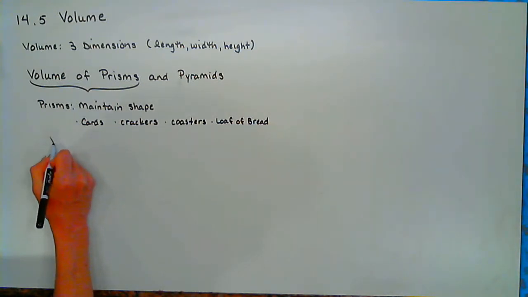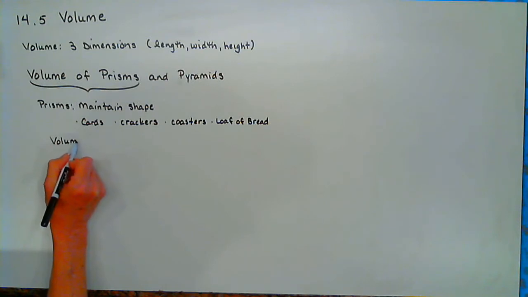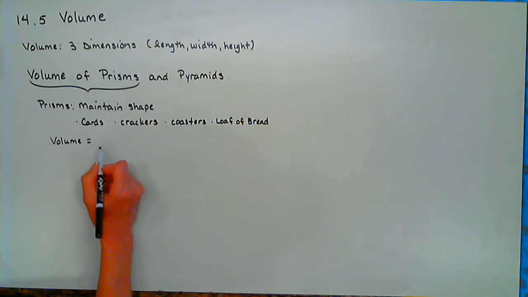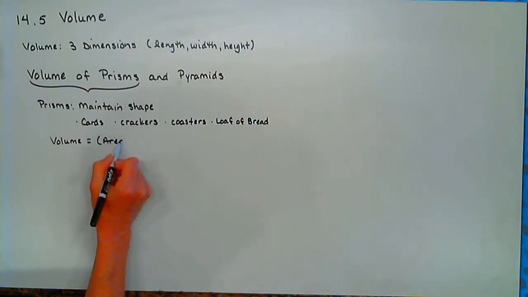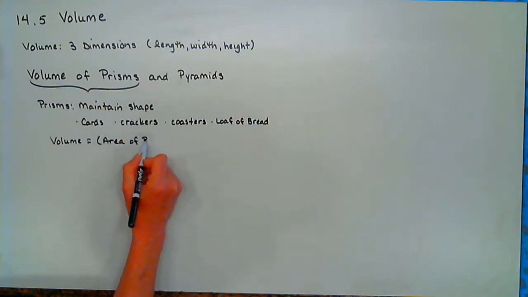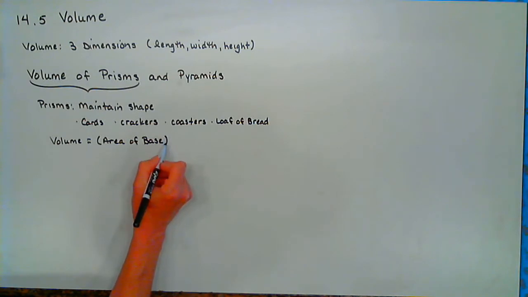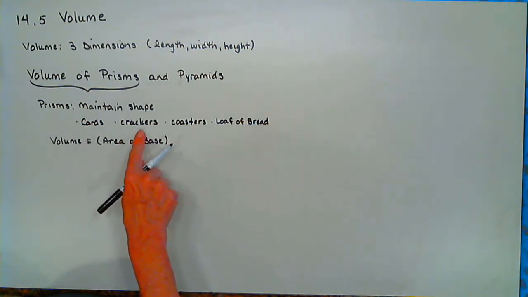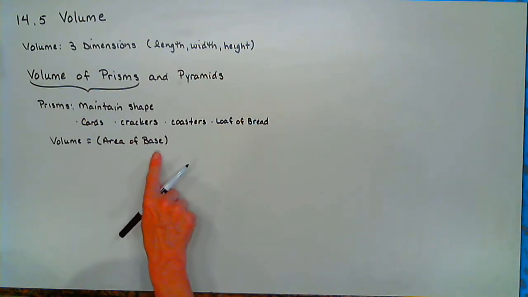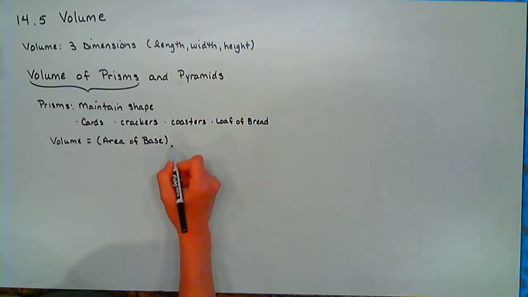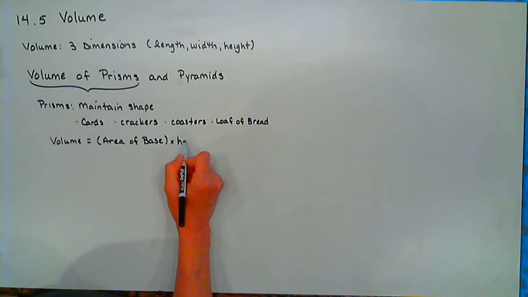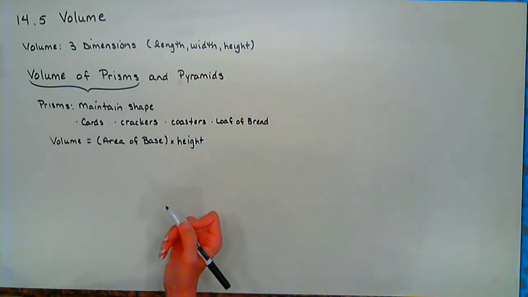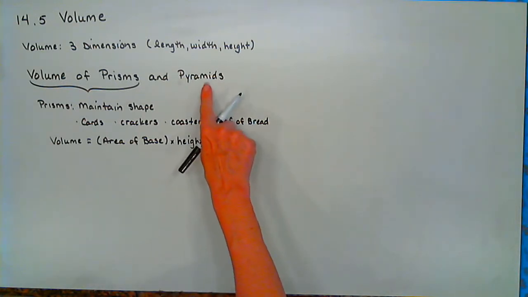So in my opinion, the easiest way to think of volume is think of the area of the base, because that's going to give you your rectangle if you're talking about cards, or perhaps your circles if you're talking about crackers. So you need the area of one of them, and then simply multiply it by however high that stack is. And then we'll talk about pyramids in a moment.